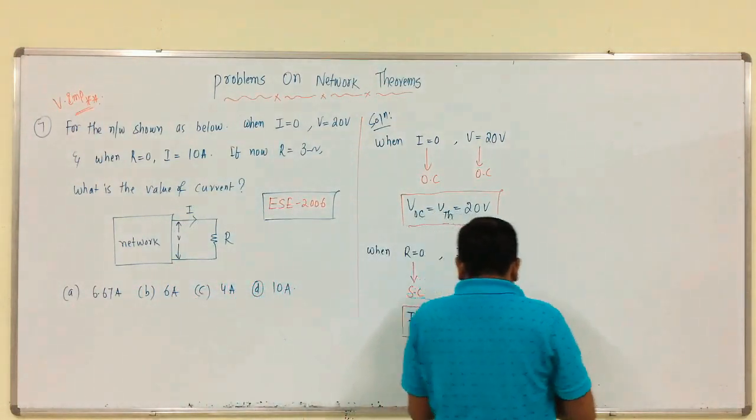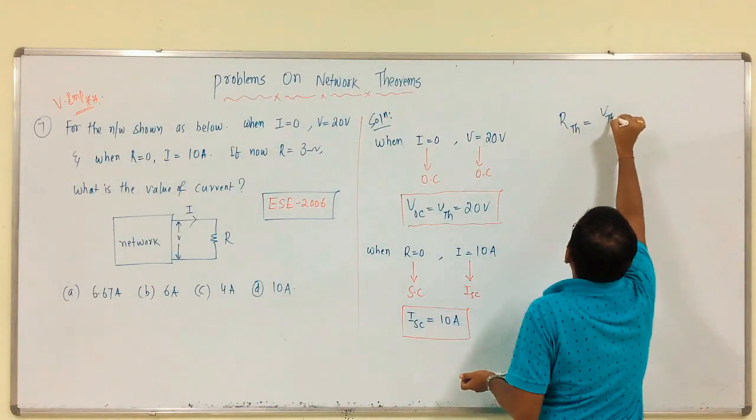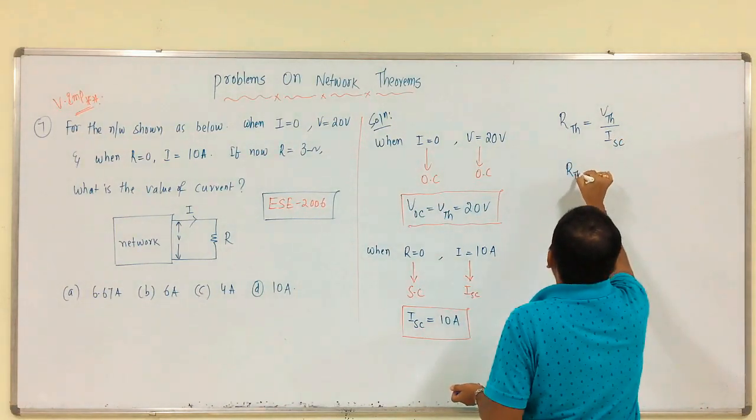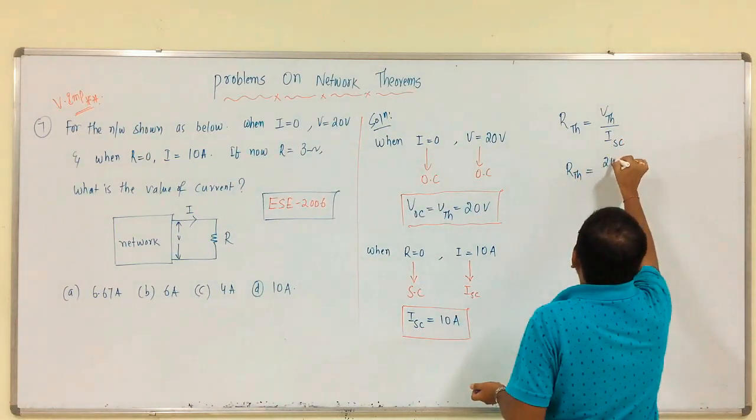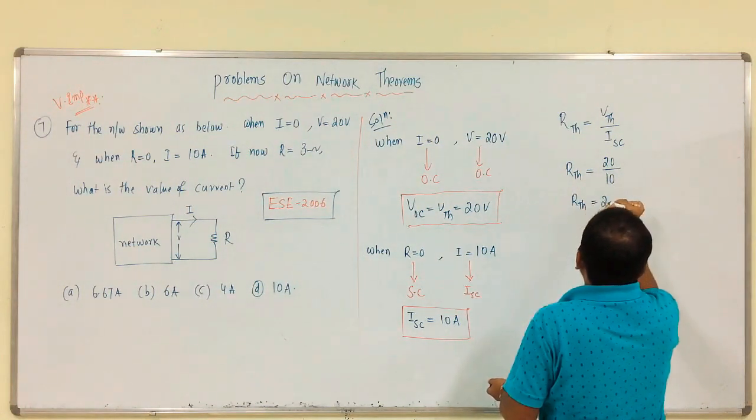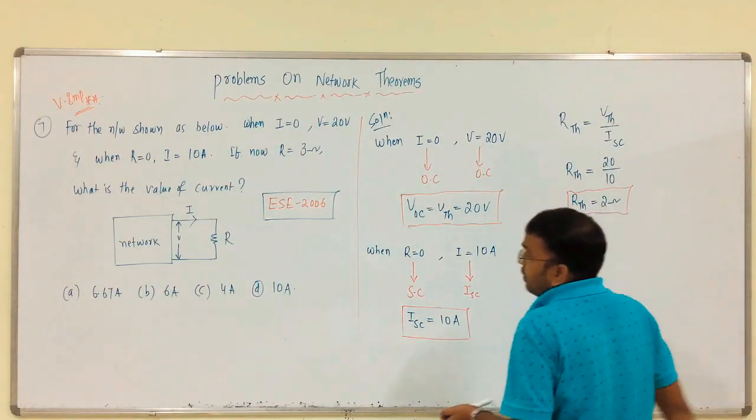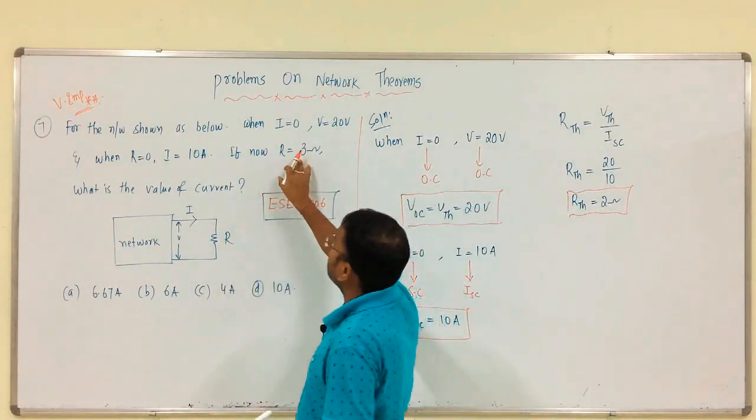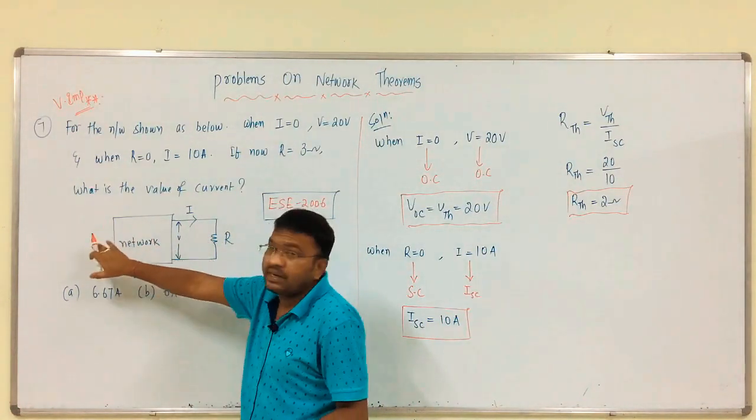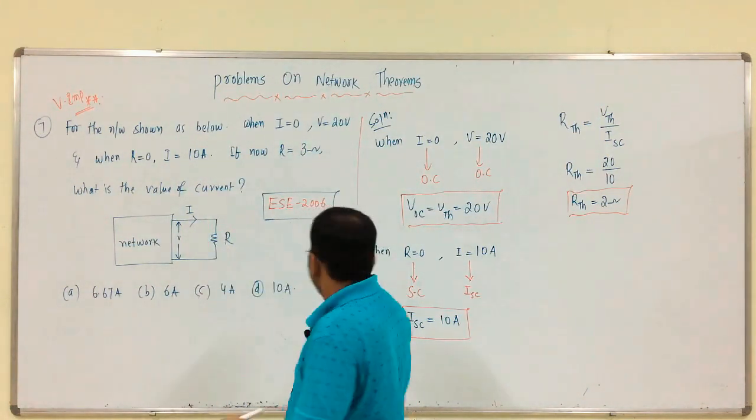Therefore, we have to calculate RTH. RTH is nothing but VTH by ISC. Therefore, RTH is 20 by 10, which is equal to 2 ohms, right? So we have RTH. Then, what is the value of current when R is equal to 3? This is Thevenin's equivalent circuit. We have RTH and VTH. For the value of 3 ohms, what is the value of current we want? That is it.